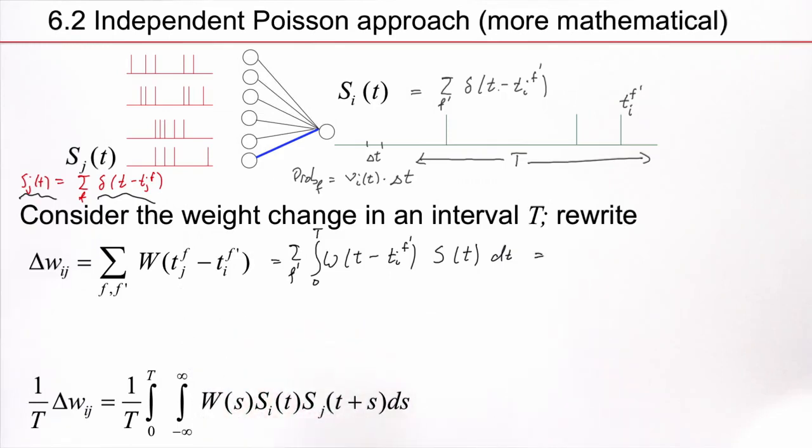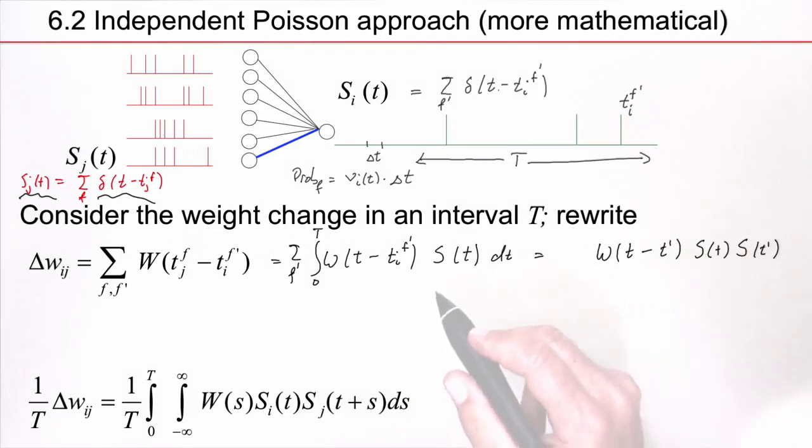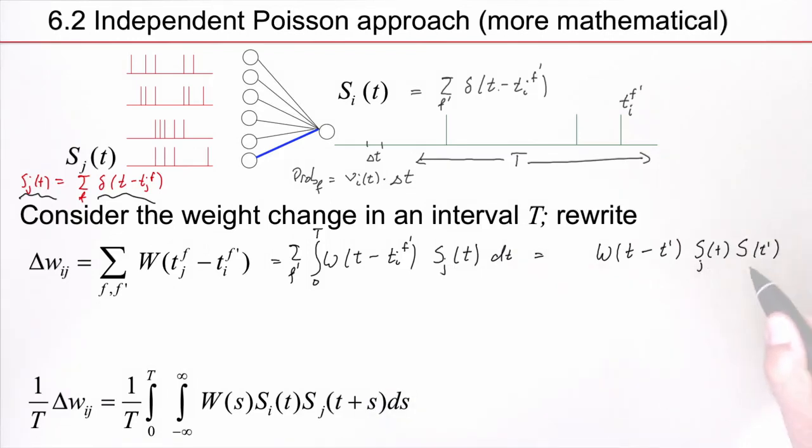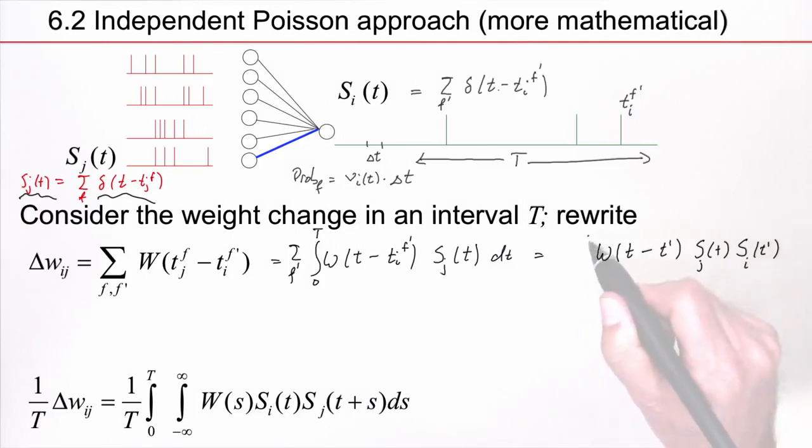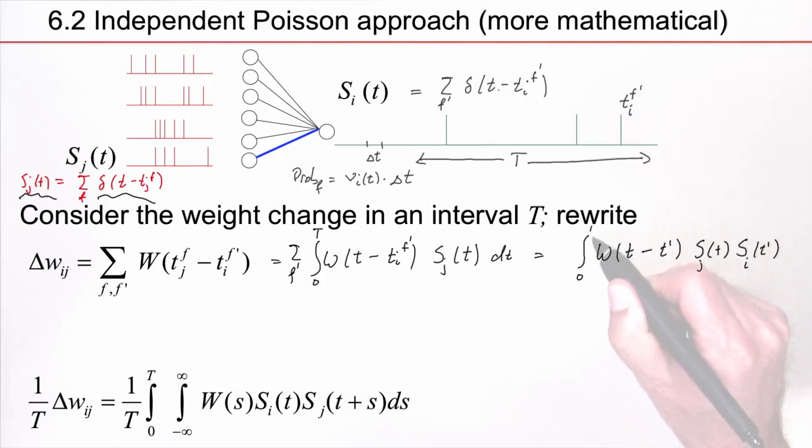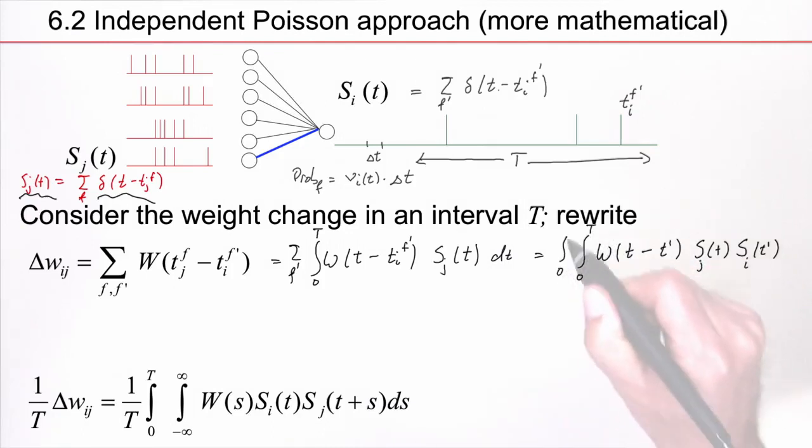I can do something very similar for the postsynaptic spike train. I insert this as well. So let me write this as W of t minus t', S_j of t, S_i of t'. And now I'm missing the indices. So here I had replaced the presynaptic spike train. So this is S_j of t. Here I had replaced the postsynaptic spike train. And here I integrated from 0 to T. And here I integrate also from 0 to T. And this goes over dt'.